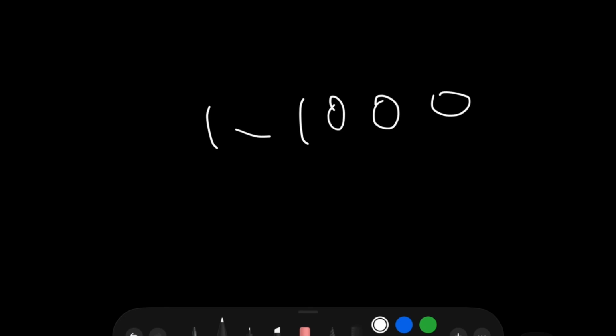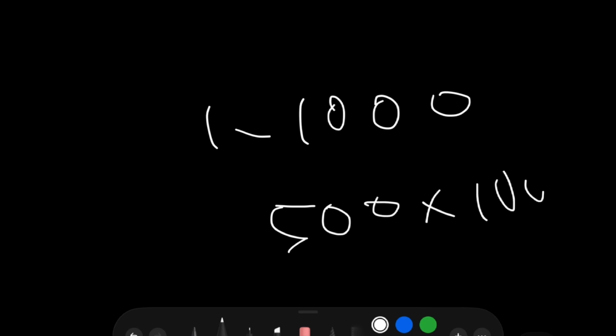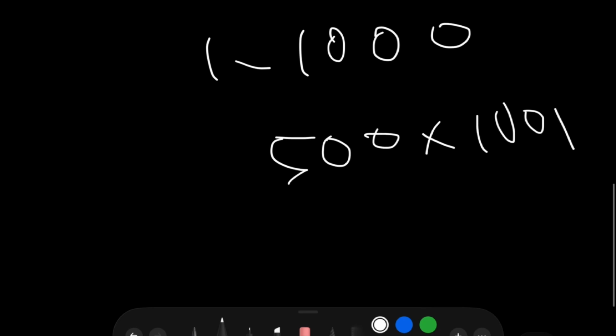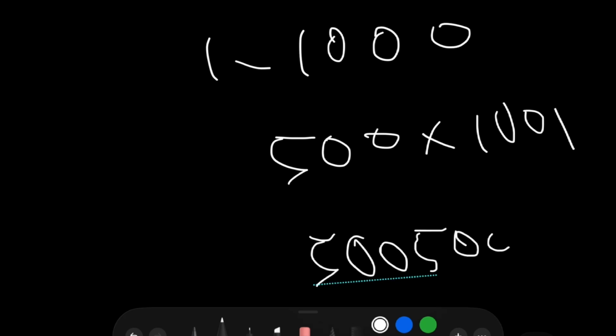Now that works for 1,000. Let's try 1 to 1,000 numbers. Just multiply 500 by 1,001, and then you get 500,500. Now you did that for 1,000 numbers. It even works for any amount, any even number.